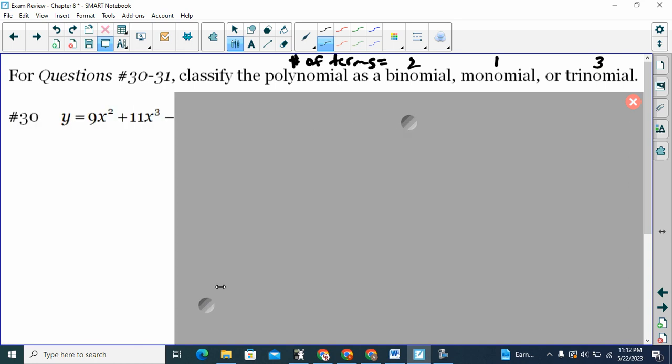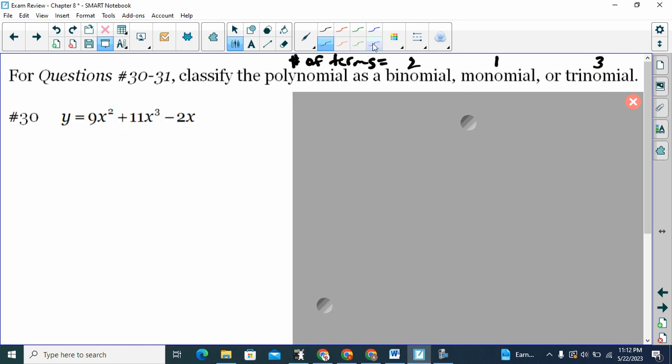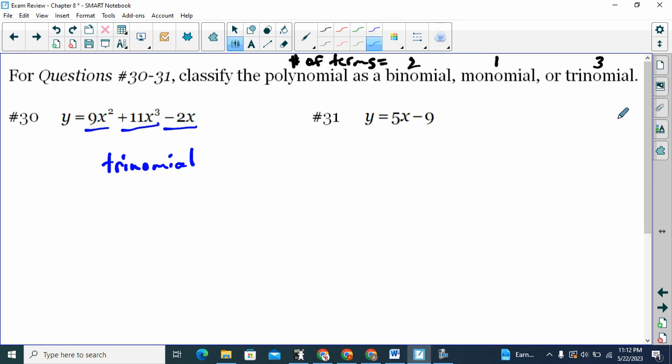Remember, terms are the things that are separated by plus and minus signs. So this polynomial has 1, 9x squared, 11x cubed, there's 2 terms, and minus 2x is a third term. We have 3 terms here, therefore this is a trinomial. Number 31, y equals 5x minus 9, has 2 terms. If we have 2 terms, it is called a binomial.